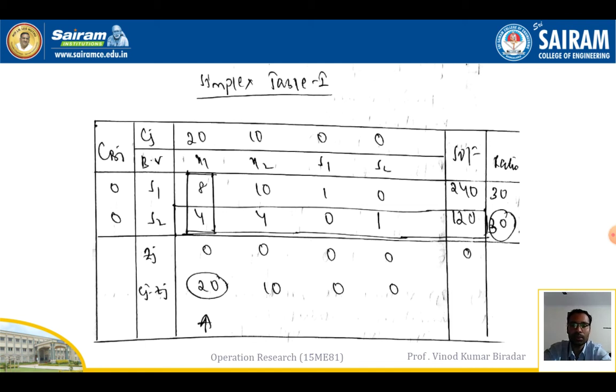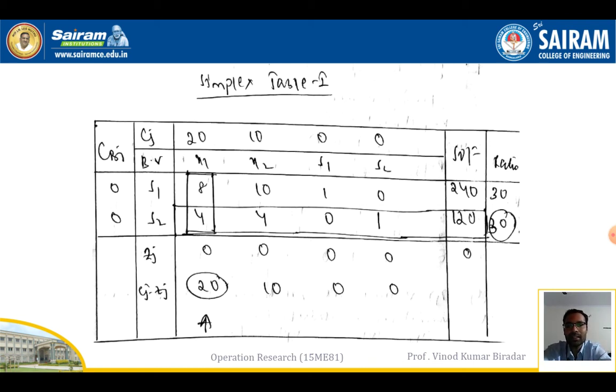Okay, so for this problem you will get Zj equal to 0 0 0 0, and on this side also 0. Next, once you calculate the Cj minus Zj values, at the top is given Cj, and we calculate the Zj. So 20 minus 0 is equal to 20. Next, 10, 0, 0.